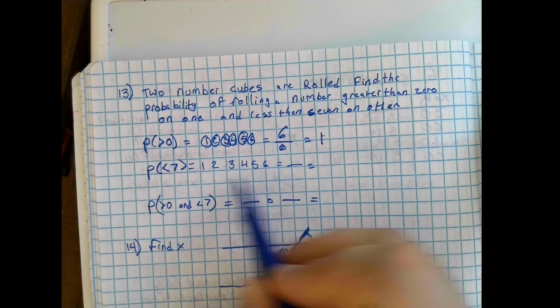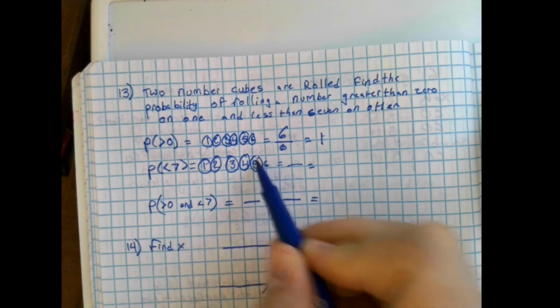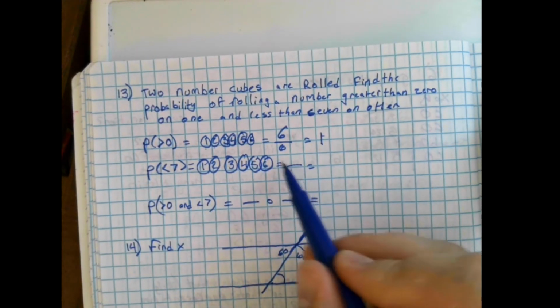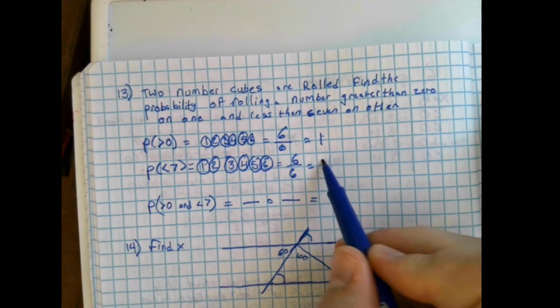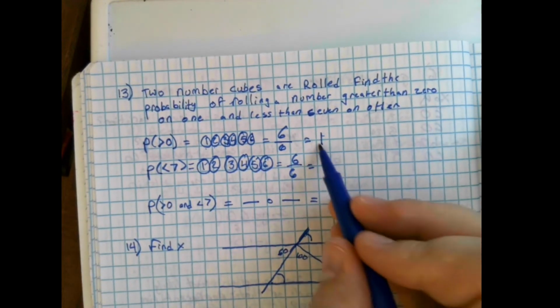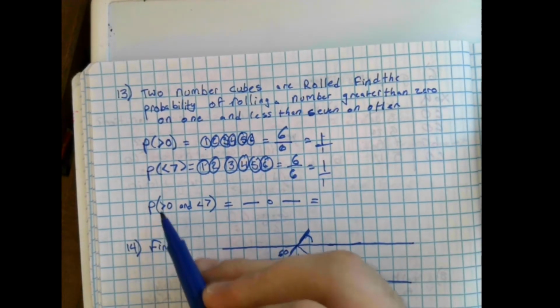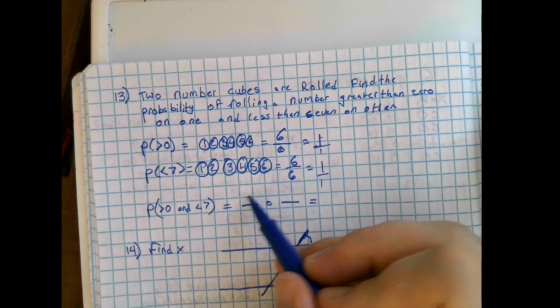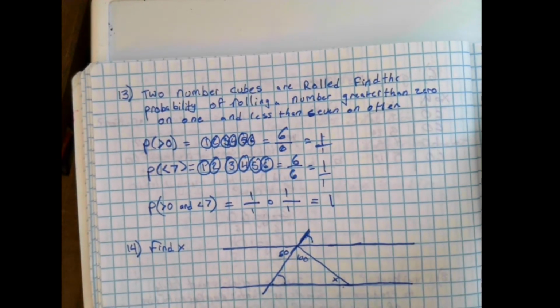Now, what about less than 7? Well, 1 is less than 7, so is 2, so is 3, so is 4, so is 5, and so is 6. That means 6 of them are less than 7 out of 6, and 6 over 6 is 1. Well, we can put 1 over 1, too. Now, the probability of greater than 0 and less than 7 will be 1 over 1 times 1 over 1, which is just 1.